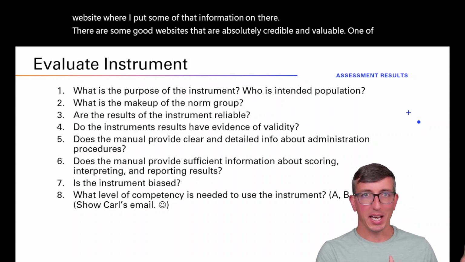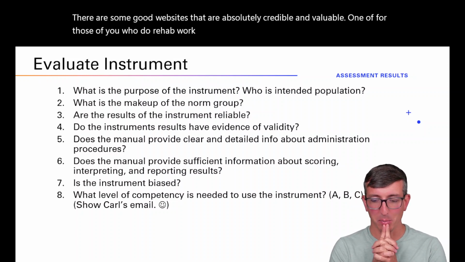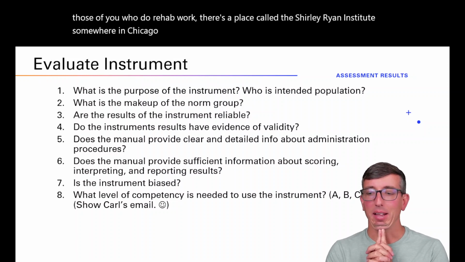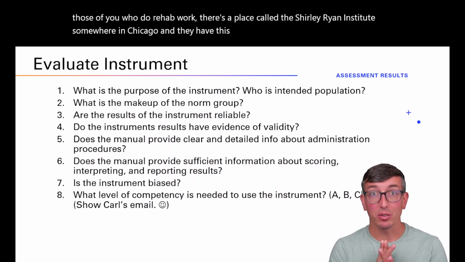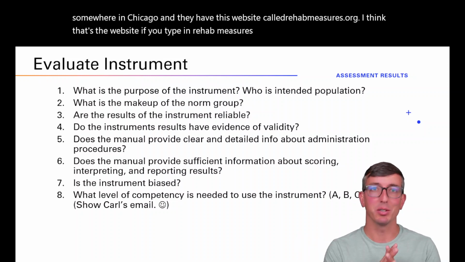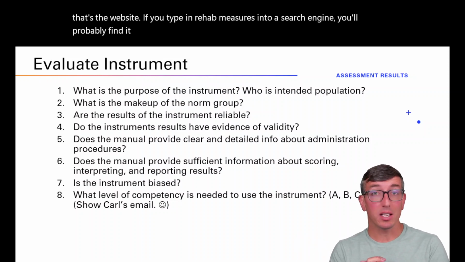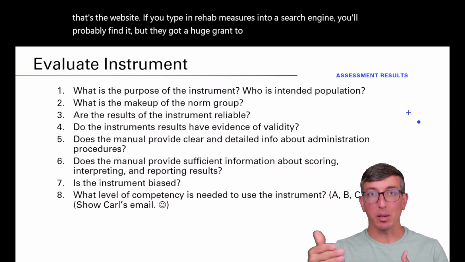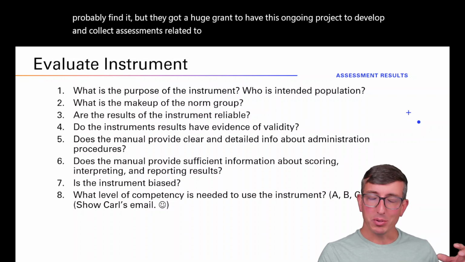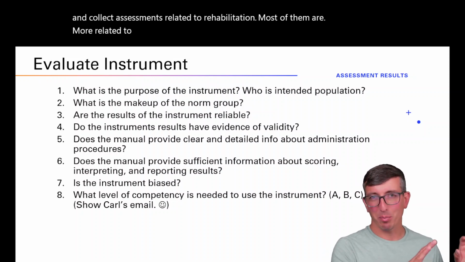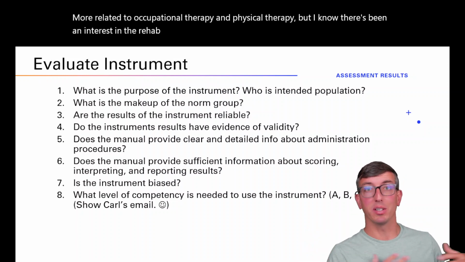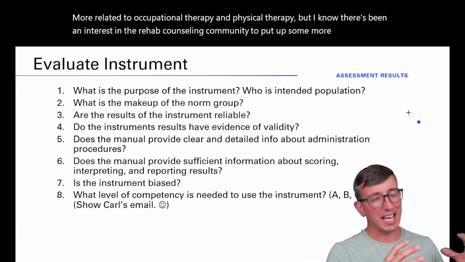For those of you who do rehab work, there's a place called the Shirley Ryan Institute somewhere in Chicago, and they have this website called rehabmeasures.org. I think that's the website. If you type in rehab measures into a search engine, you'll probably find it. But they got a huge grant to have this ongoing project to develop and collect assessments related to rehabilitation. Most of them are more related to occupational therapy and physical therapy, but I know there's been an interest in the rehab counseling community to put up some more psychological measures, and they have some there.